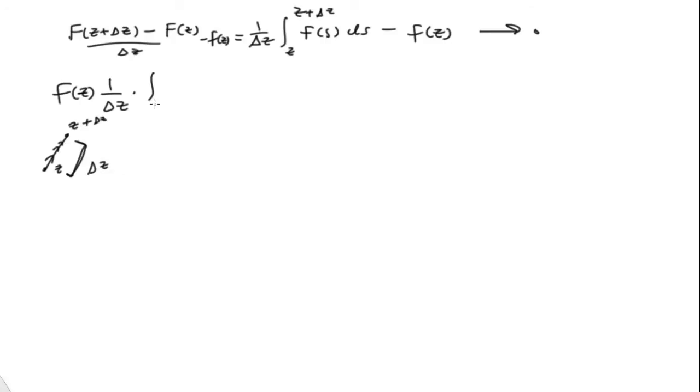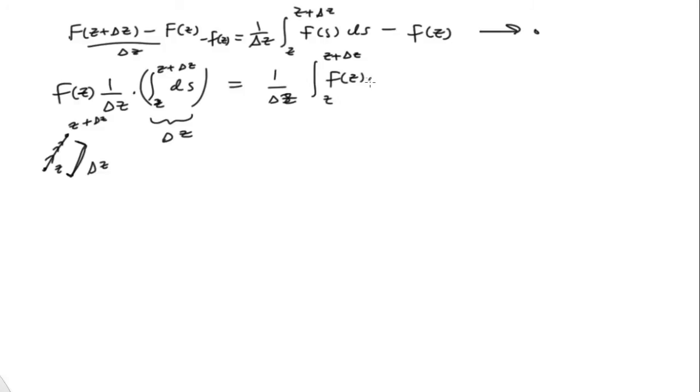So we can write that as the integral from z to z plus delta z of ds. And what we're really saying here is that this thing right here is equal to delta z. I'm going to rewrite this a bit more, and that becomes 1 over delta z times the integral from z to z plus delta z of f of z ds. Notice that there's a z there and an s there. So in the eyes of the integral, this is simply a constant.